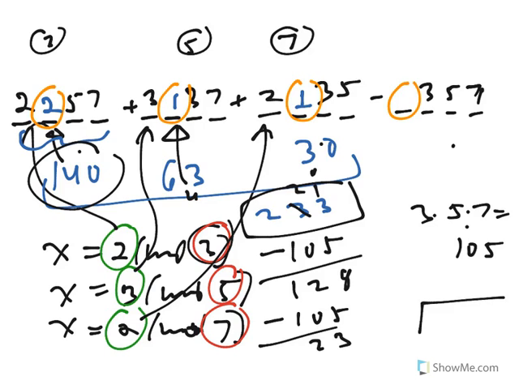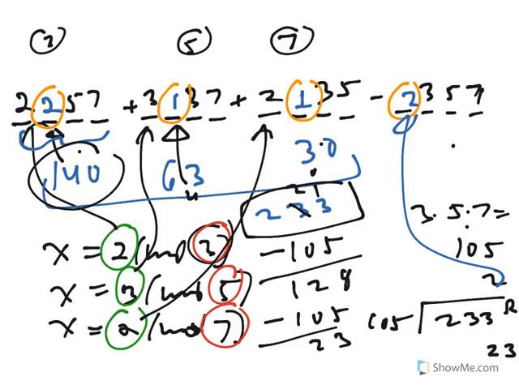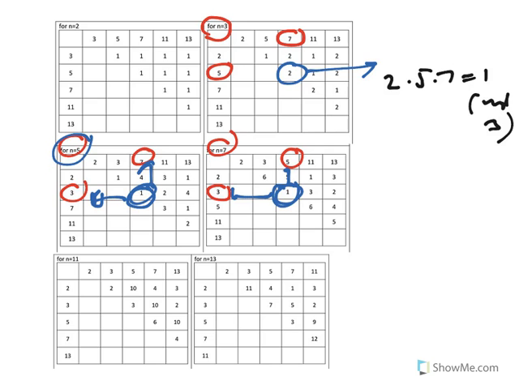But to do it in one shot, you can take the 233 divided by 105, and you get 2 remainder 23. The 2 is what goes here, and the remainder is going to be the answer. And that's how you do Chinese remainder theorem with 3 conditions, but you need to have this chart. Just want to say a little more about this chart.